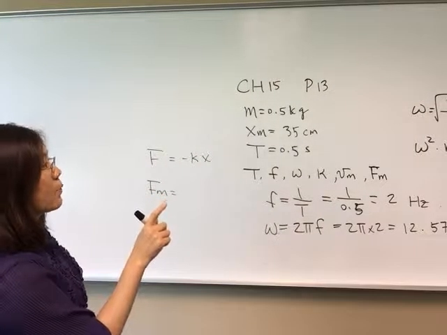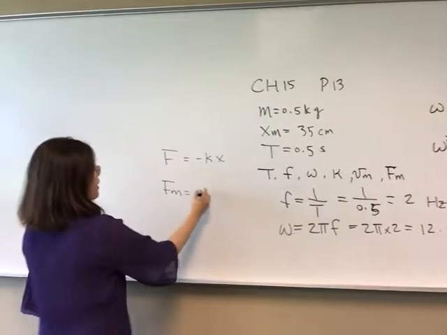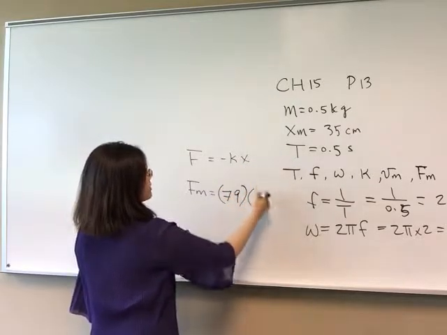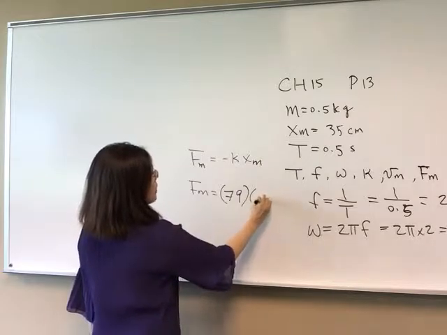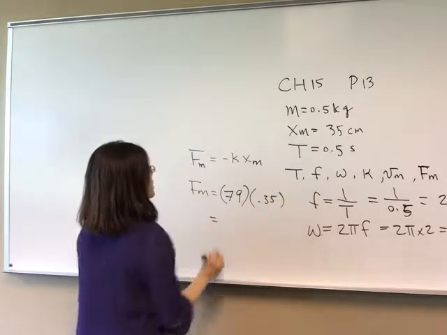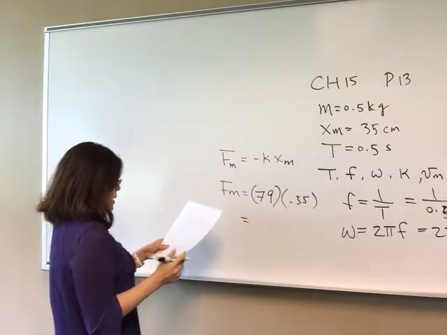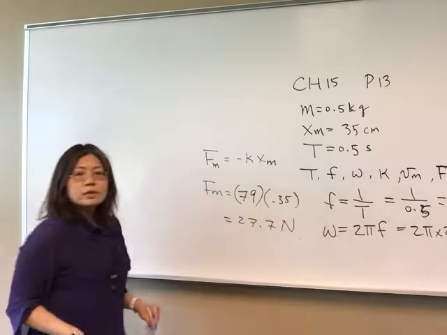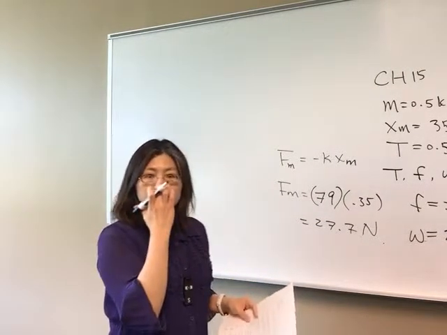The k value that we found was 79. So you have the spring constant, that's 79, and then your xm. It is xm that we want to use, so your xm is 0.35. After you do the calculation, you'll find that the maximum spring force acting on the block is 27.7, and that's in newtons. Okay, so that's problem 13.